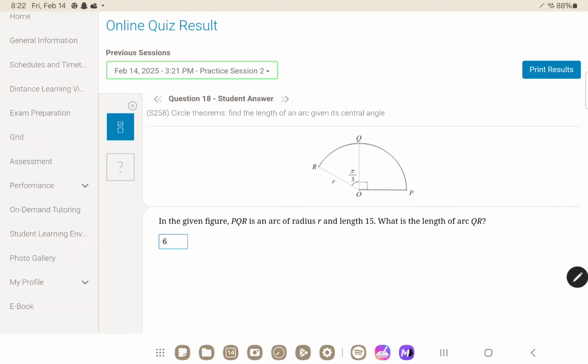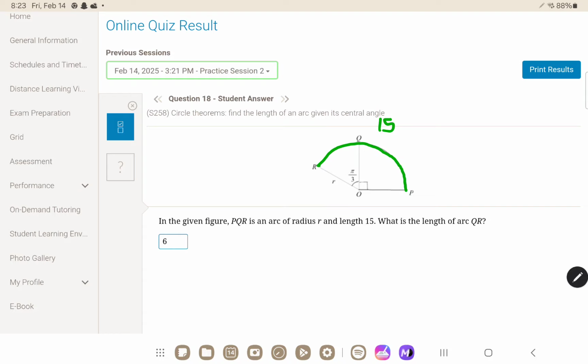In the given figure, PQR is an arc of radius r, we don't know the radius, and length 15. What is the length of QR? So now here we need to use radians and we need to use the formula for the segment, like the segment theorem, but for radians. So let's start.